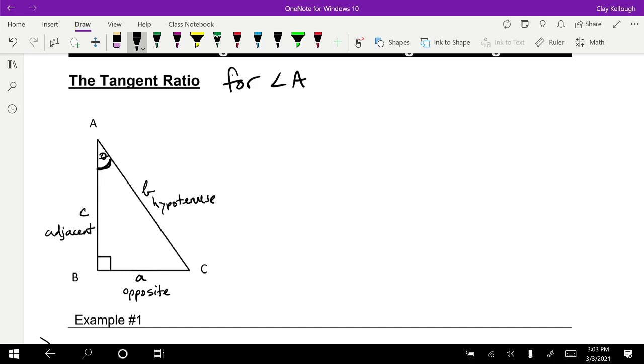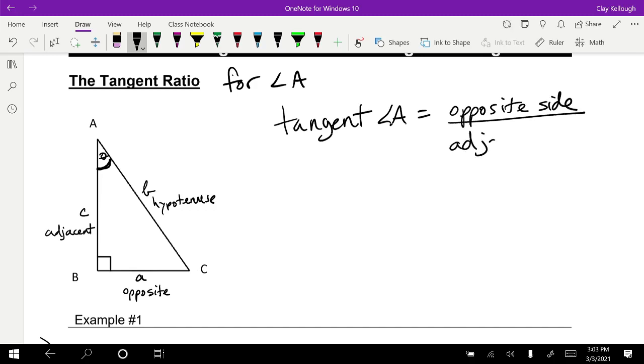For angle A, the tangent of angle A, the word tangent is the name I give to the ratio of its opposite side divided by its adjacent side. So the tangent of angle A, and I don't usually bother with the angle symbol, and I don't bother writing out the whole word tangent. Tan's good enough. Tangent of angle A, and I'm also kind of tired of writing out the word opposite and adjacent. So I'll just go op over adj.